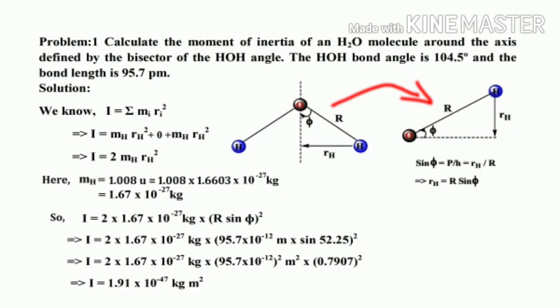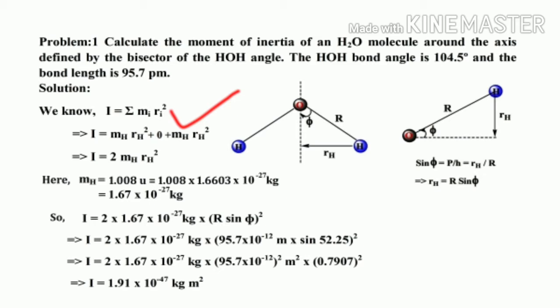Now we can extract another figure from here for simplicity of our understanding. In this right angle triangle, we can write sine of phi equal to perpendicular by base, which gives sine of phi equal to R_H by R. This implies R_H is equal to R sine of phi. Now we know that I is equal to summation of m_i r_i square. In case of this water molecule, I is equal to m_H R_H square plus 0 plus m_H R_H square.